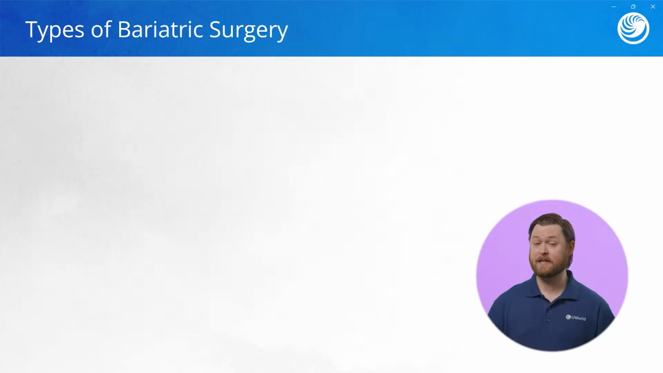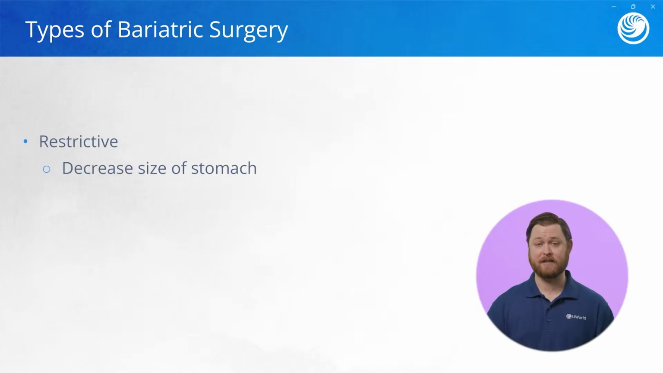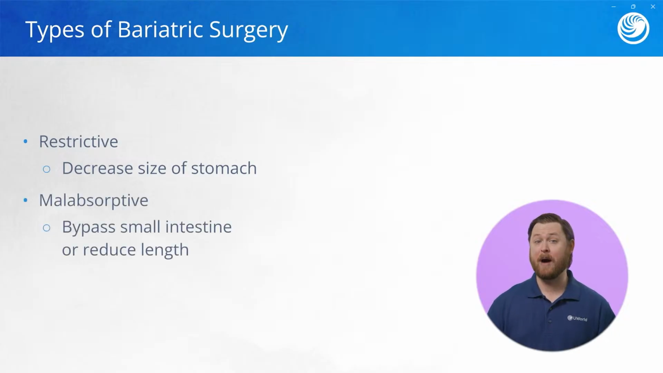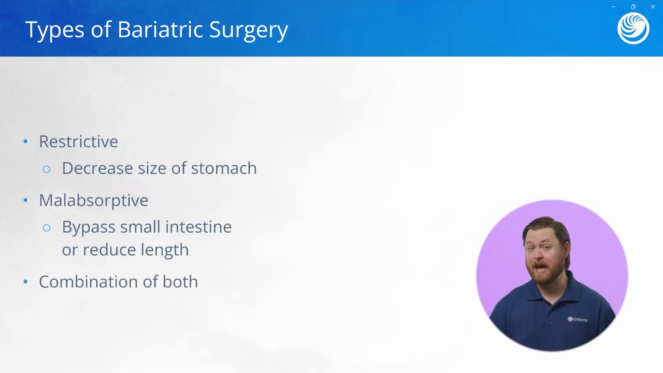Bariatric surgery is classified by how it affects the digestive tract. Restrictive bariatric surgery works by decreasing the size of the stomach, while malabsorptive bariatric surgery works through bypassing the small intestine or reducing its length to reduce the amount of calories absorbed into the body. Certain types of bariatric surgery may be a combination of restrictive and malabsorptive. We'll discuss different types of bariatric procedures in the following slides.